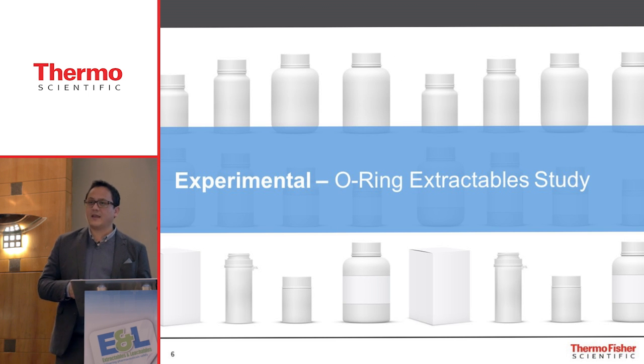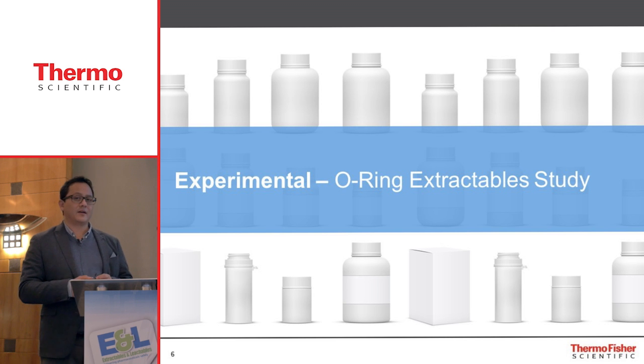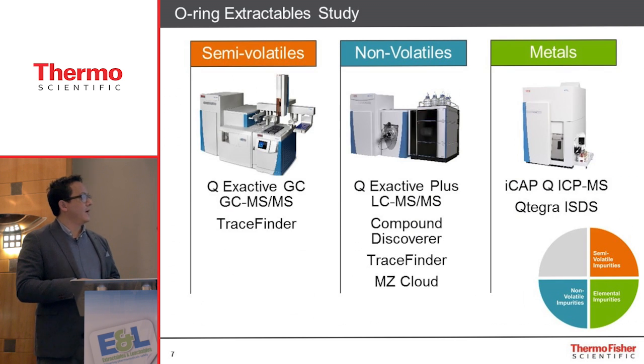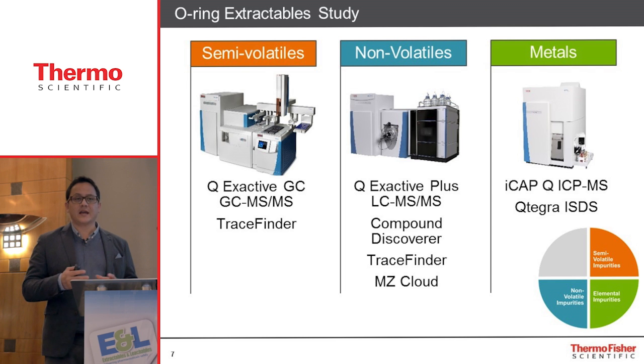Okay, so to take a look at the case study, we worked in collaboration with Smithers, who were able to provide us with a series of pharmaceutical-grade O-ring extracts that we then analysed with three different technologies. So, for our non-volatiles analysis, I know many of the laboratories in the room are very familiar with our Orbitrap-based mass spectrometry technology, in particular the Q-Exactive series instruments. These have been around for a number of years and have been used to great success for identifying unknowns.